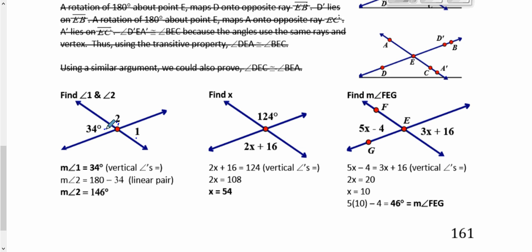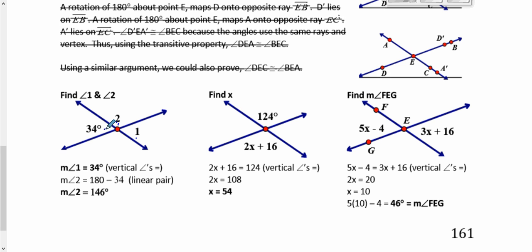They form a line, so they'd be a linear pair, right? And what do you know about linear pairs? So measure of angle 2 would be 180 minus 34 because of, right? So 146. Get the idea?